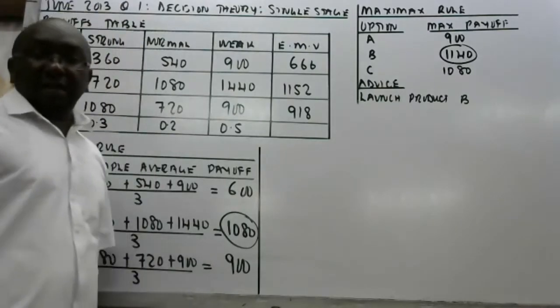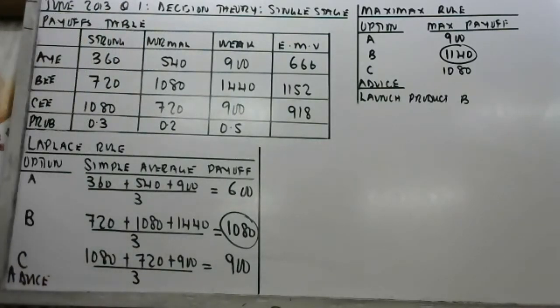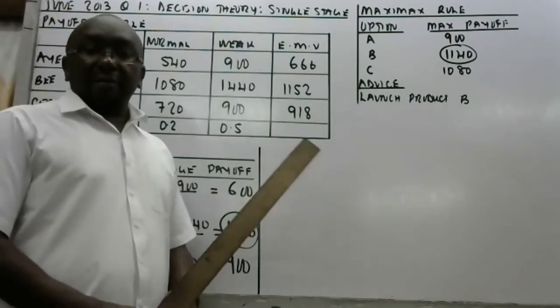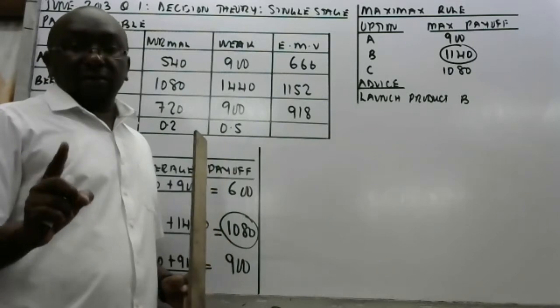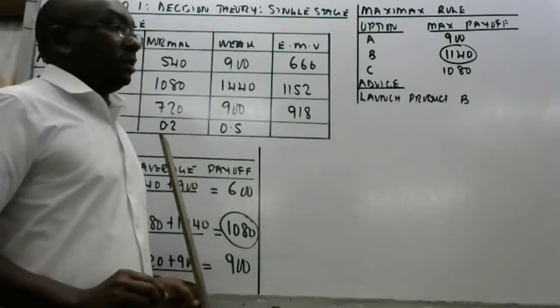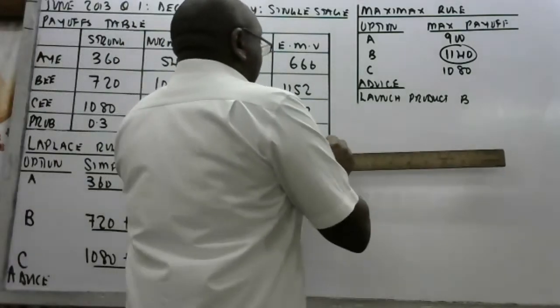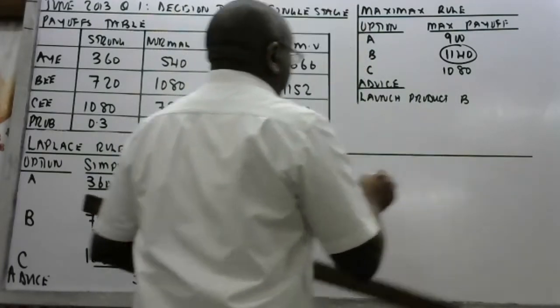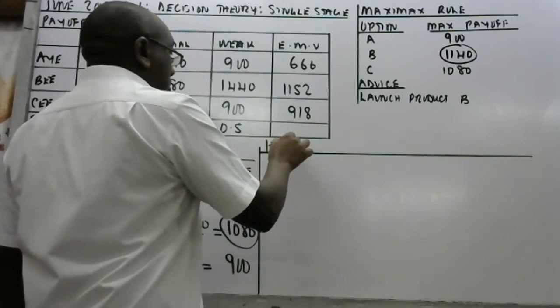And it's only a coincidence that the rules we have used so far are pointing to B. So don't cram that all of them give the same answer. No. It's only a coincidence, this question. The next one is called Hurwicz's rule.